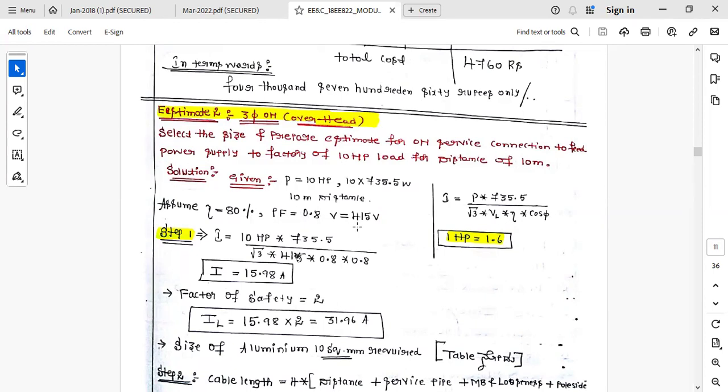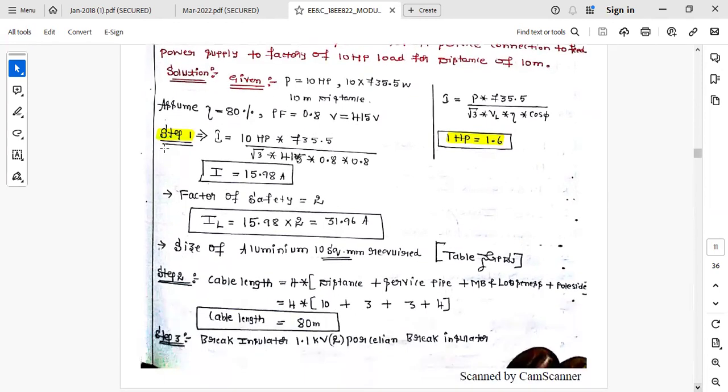Okay. Next, step number one. In step number one, we need to calculate the current. What is the formula? I is equal to P into 735.5 divided by root 3 into 415 into 0.8 into 0.8. We need to substitute all the values: P is equal to 10 HP into 735.5 divided by root 3 into 415 into 0.8, eta is equal to 0.8, and power factor 0.8. Okay. We are going to get 15.98 amperes.